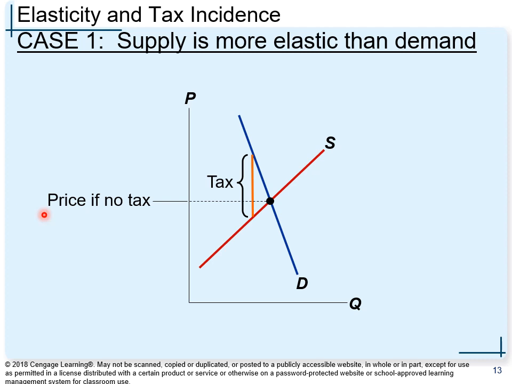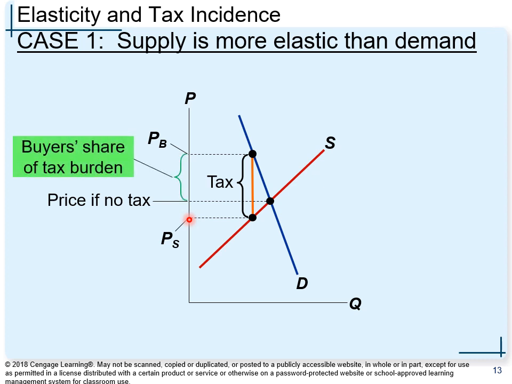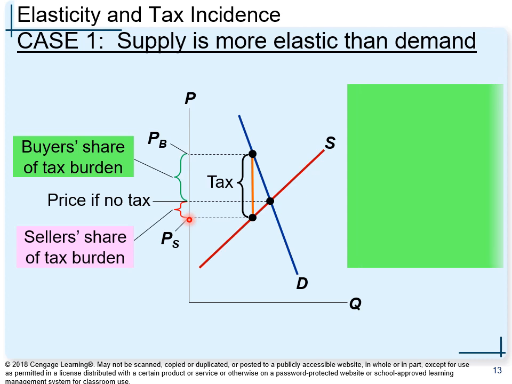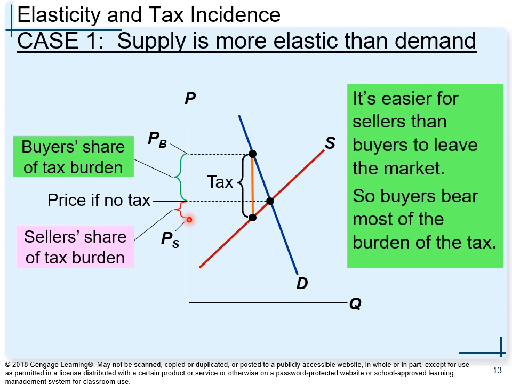Remember, the tax creates a wedge between the demand and the supply. In this situation, this is the price that buyers pay, and this is the price that sellers would get per unit. All right. And with this situation, we can see that the buyer's share of the tax burden is higher than the seller's share of the tax burden. And this is something that we would always see when the supply is more elastic than the demand. So this is always going to depend on the relative elasticities.